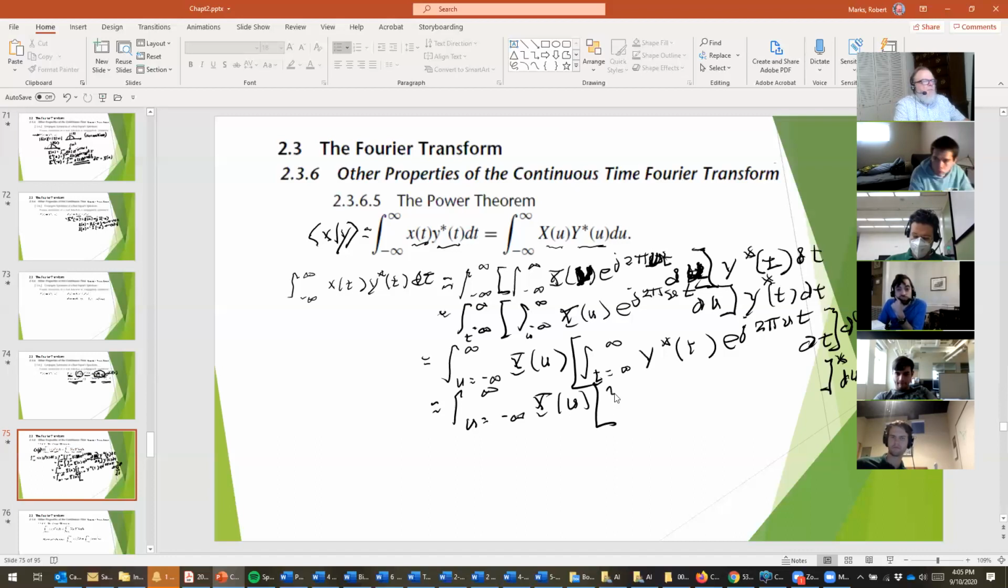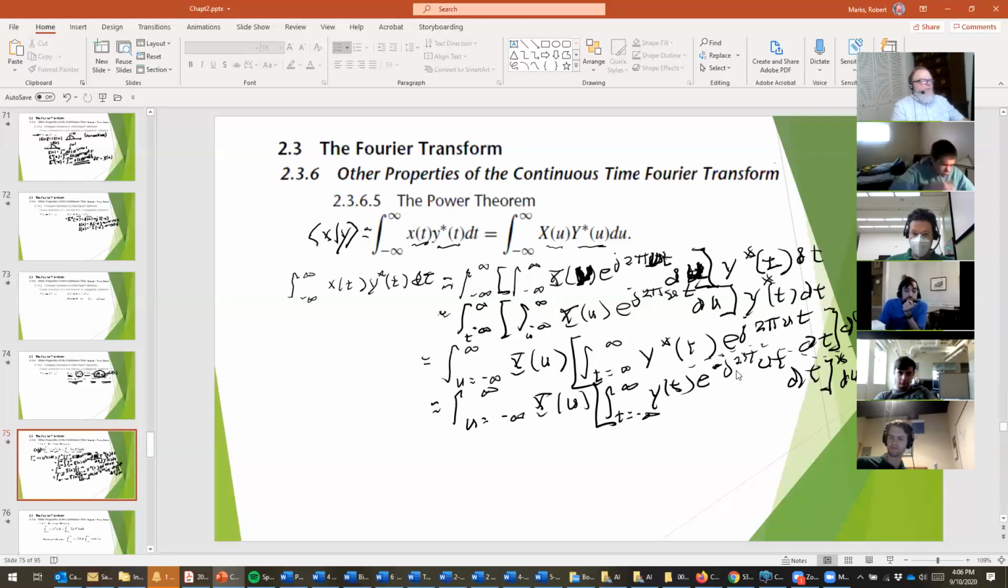In other words, I'm going to talk about y of t and e to the minus j 2 pi ut. Went a little off the reservation there. You see what I did? I took this conjugate outside so that I could conjugate everything inside. So y conjugate of t became y of t, and the e to the plus j became e to the minus j.